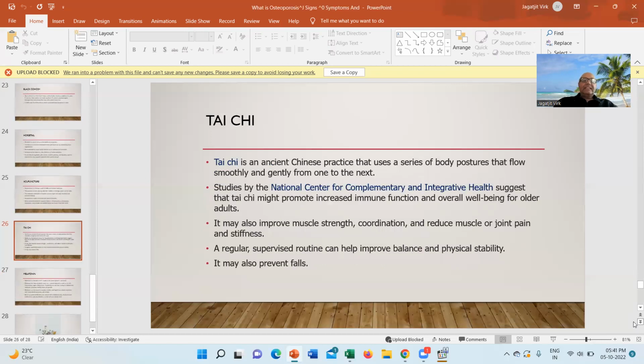Tai Chi. Tai Chi is an ancient Chinese practice that uses a series of body postures that flow smoothly and gently from one to the next. Studies by the National Center for Complementary and Integrative Health suggest that Tai Chi might promote increased immune function and overall well-being for older adults. It may also improve muscle strength, coordination, and reduce muscle or joint pain and stiffness. A regular supervised routine can help improve balance and physical stability. It may also prevent falls.